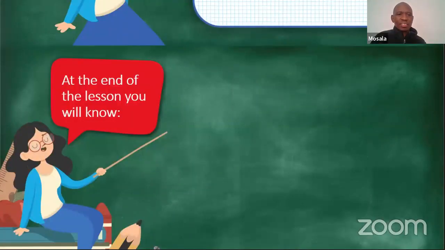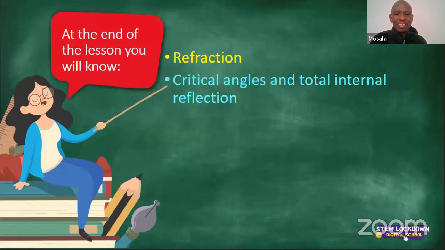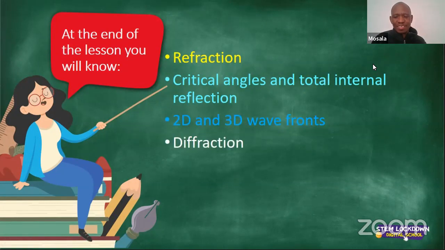Right. Today, at the end of this lesson, you should be able to know what refraction is, critical angle and total internal reflection. And you should be able to know what 2D and 3D wavefronts are, and diffraction.